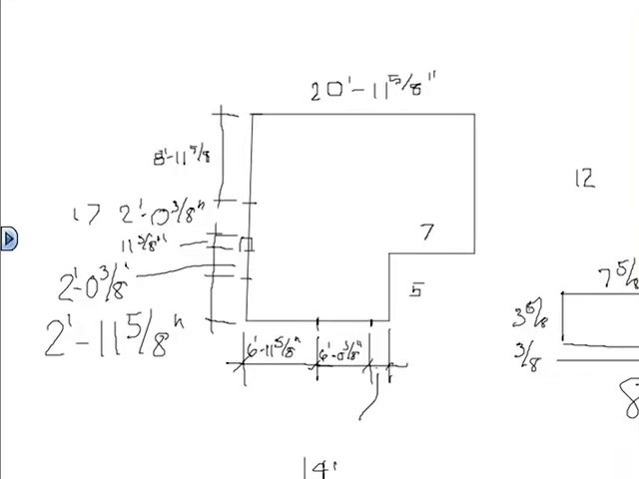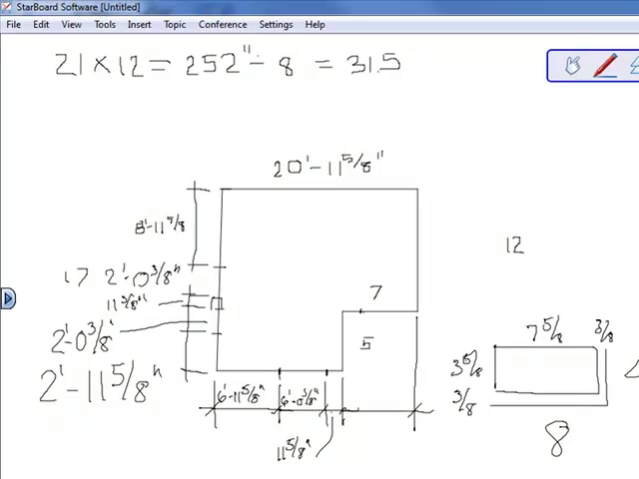Okay, I'm gonna write that down here. 11 and 5/8. There's that one. Might as well keep it. I think it has your dimension line going over here to the corner. And then you got a door right there.